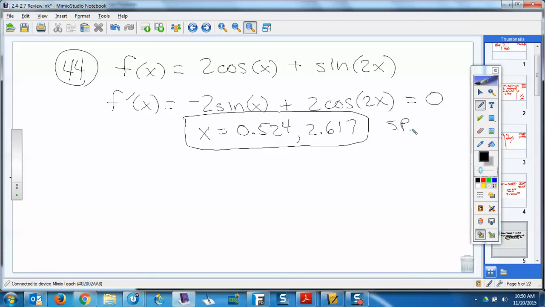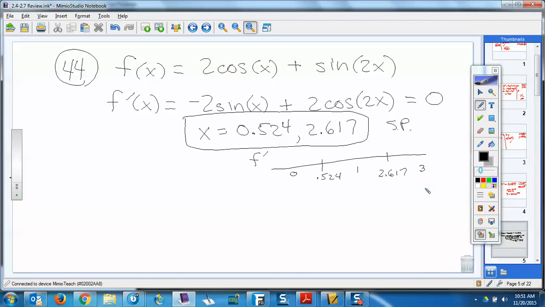Okay, now what was the next question? Where is F decreasing? So what do we need? We need a number line. So we're going to do our number line. We're going to label it F prime. We're going to put a 0.524 on it. We're going to put a 2.617. And now I need some numbers in between. So let's do, say, a 0. Let's do a 1. And let's do a 3.